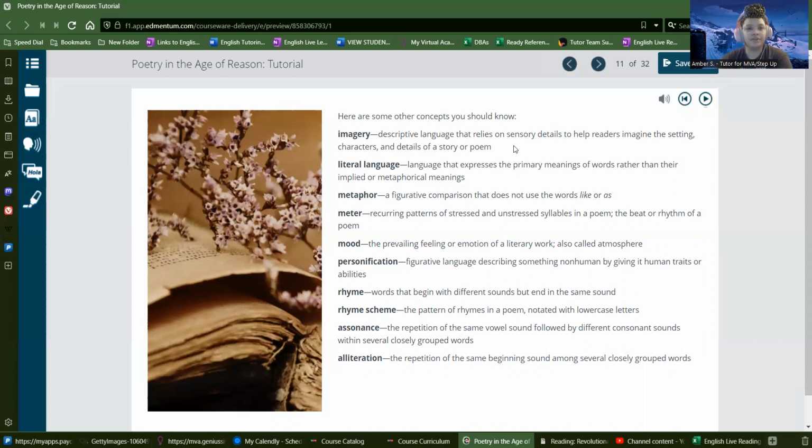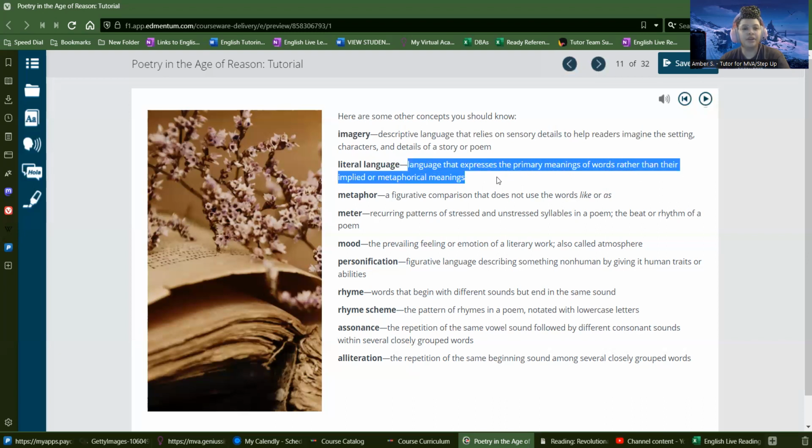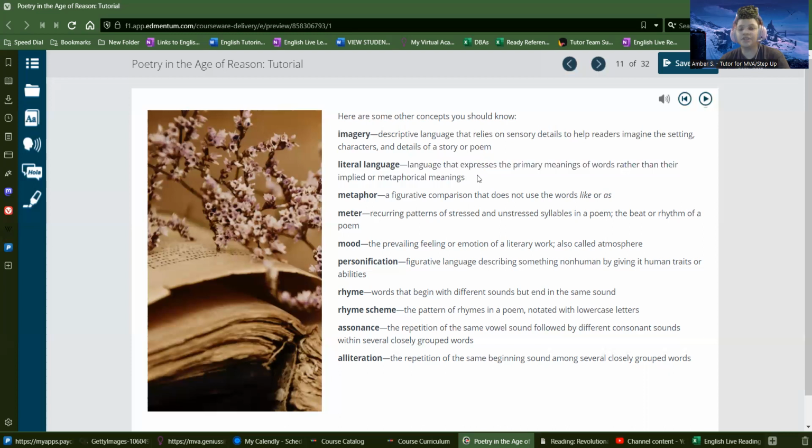That's basically imagery. Now, next we have the opposite of figurative language, which we already explained, which is literal language. We kind of had to explain literal language to understand figurative language, so we went over it already. But it's language that expresses the primary meanings of words rather than their implied or metaphorical meanings. So it's just, the label is on the tin. You take the words at surface value and only interpret what's literally there.